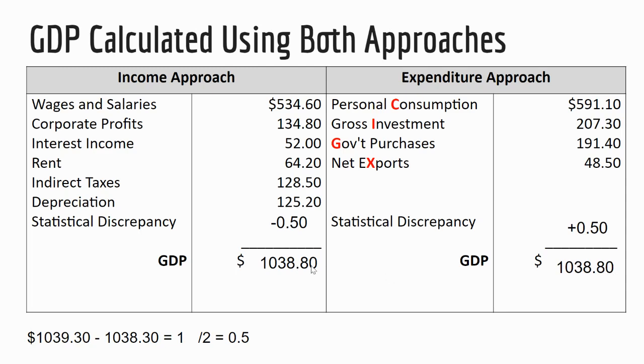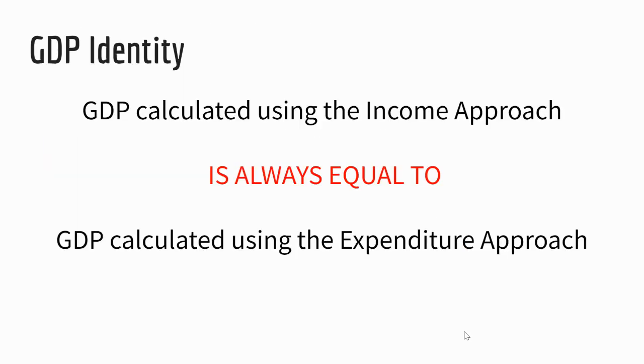And we now have that equal GDP because it's really, really important that your GDP calculated using your income approach is always equal to the GDP calculated using the expenditure approach. So most likely when you first do the calculation, they won't be equal. You then have to figure out your statistical discrepancy, add that in, and then you will end up at that equal point.